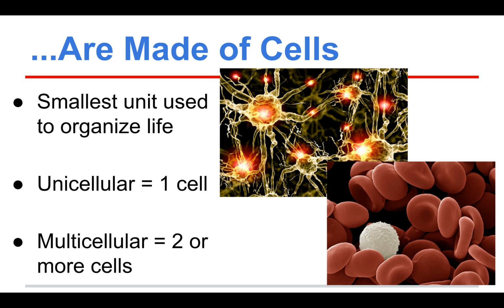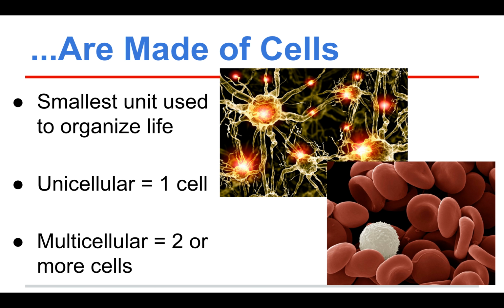Okay, so we're going to get into this, and we're going to go over the characteristics that all living things have, or all living things contain. So we know all living things are made of cells. We know that these cells are the smallest unit that we use to organize life. Yes, we have atoms and protons and electrons, but in order to organize or categorize life and the levels of life, in biology, we say that cells are the smallest unit that we're going to use to organize life.